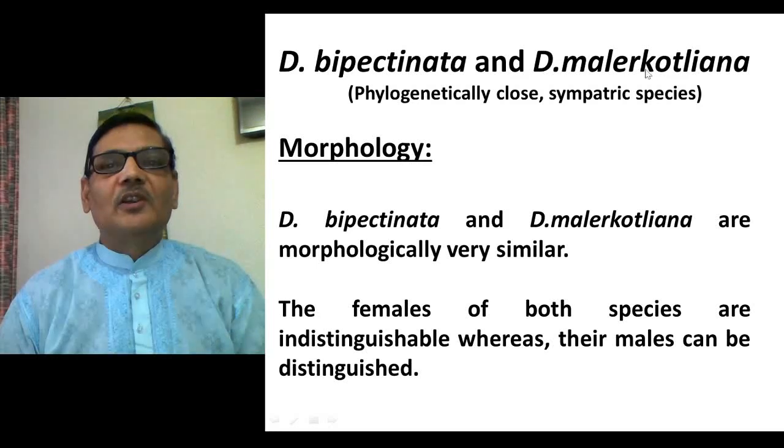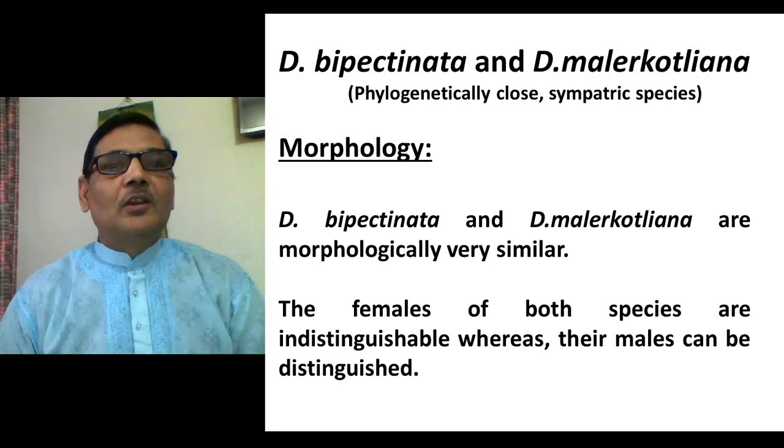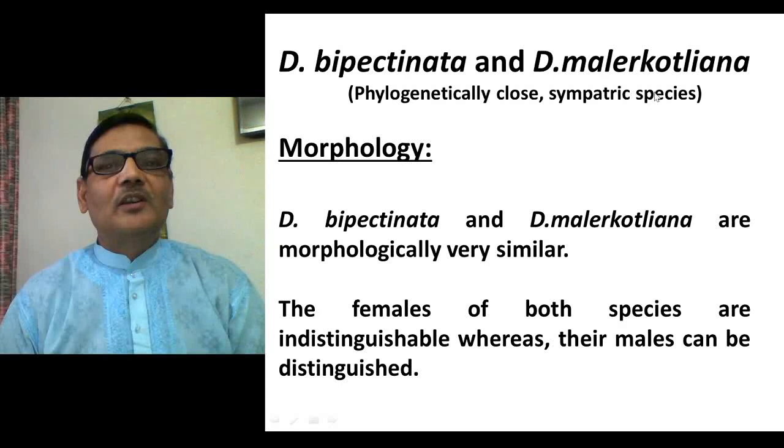These four different species come under the bipectinata species group, and they are very close to each other. They are derived from a single common ancestor. So we can study this sexual isolation between two phylogenetically very close and sympatric species, that is Drosophila bipectinata and malerkotliana. I'm going to explain an experiment which is a very good kind of experiment.